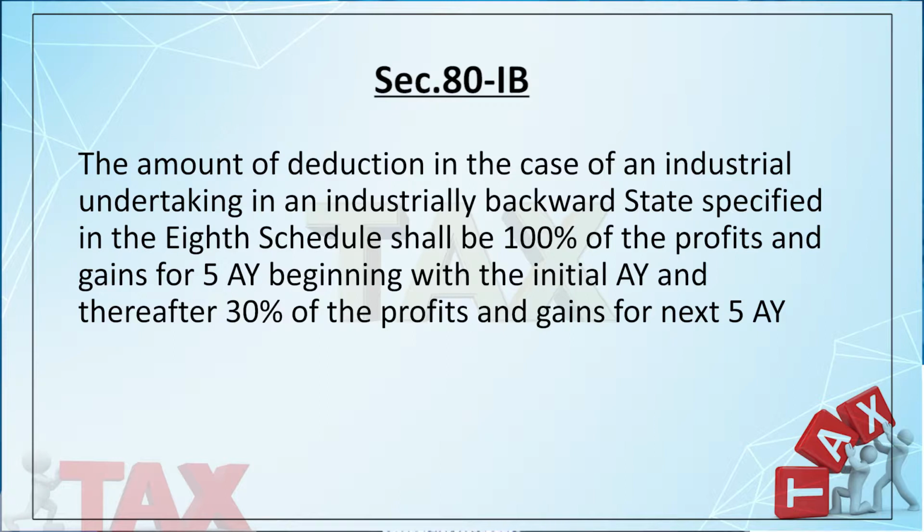This is applicable for the corporate assessee. So, section 80IB says that 100% of profit and gains for 5 assessment years beginning with the initial assessment year. What is the initial assessment year? Initial assessment year is the year in which it began its operation. And thereafter, first 5 years it will get a deduction of 100%, and next 5 years it will get 30% of profit and gains as deduction. So, this is 80IB.